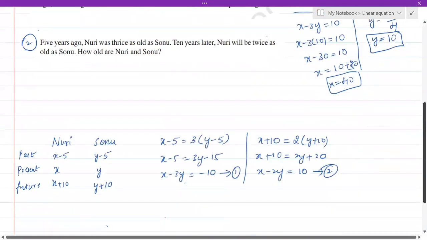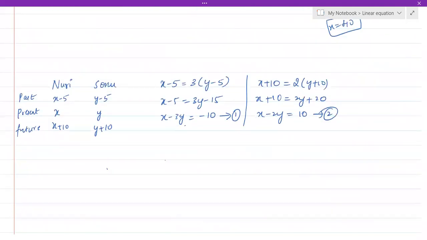Therefore, let's make the table. As you can see, I've made the table here. The two persons are Nuri and Sonu. Let's take the present age as x and y. The past is 5 years ago, so the past becomes x minus 5 and y minus 5. The future is 10 years later. So the present age is x, and after 10 years, it will become x plus 10, and Sonu's age will become y plus 10. Now, based on the question, we'll form the equations.